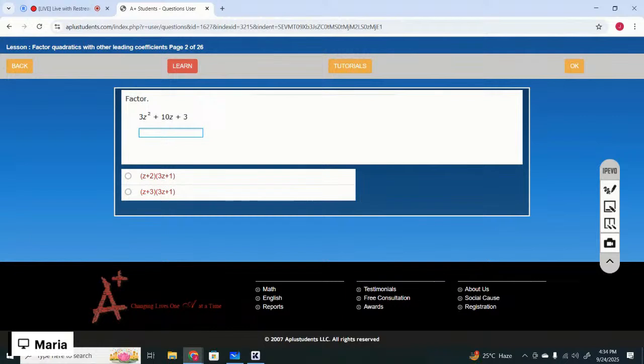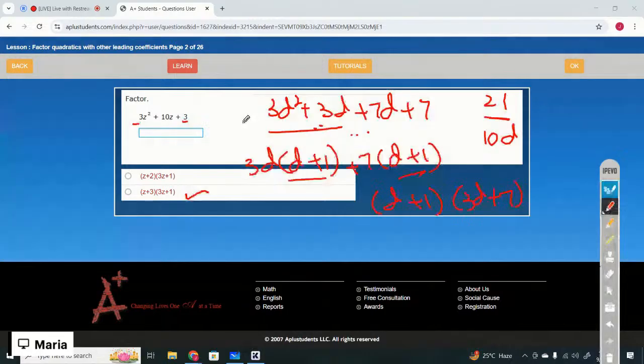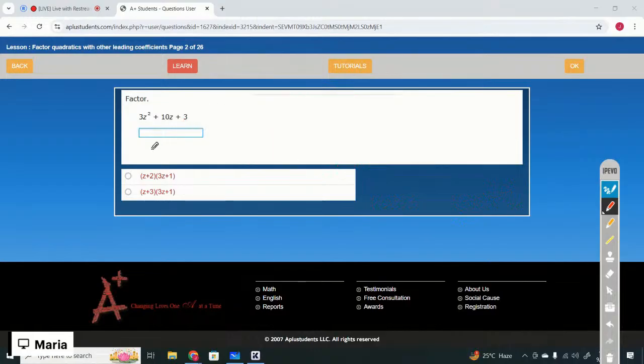Three z squared plus 10z plus 3. 3 times 3 is 9. So let's just factor out 9z plus z plus 3.